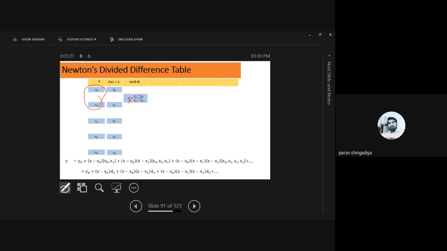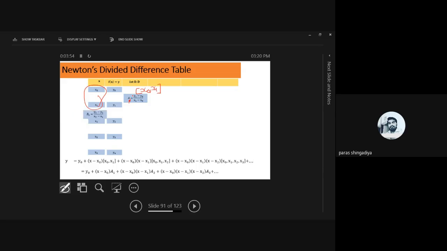But what is the actual notation of this value? Here I consider the difference of x0 to x1. So in Newton's divided difference method, it is called the bracket x0, x1. It is written as close bracket x0, x1, because here we are taking the difference of x0 to x1. I just use the arbitrary notation a1 for this one.